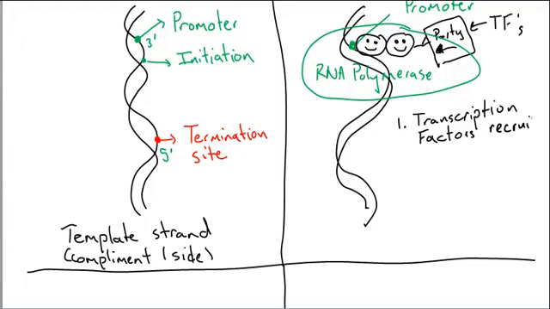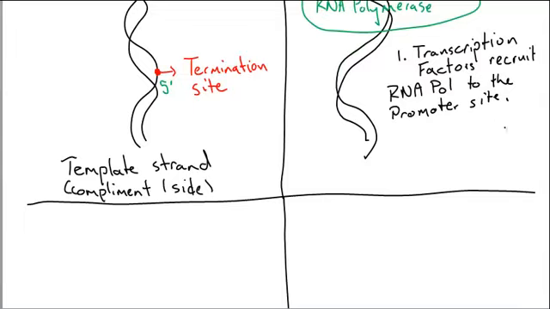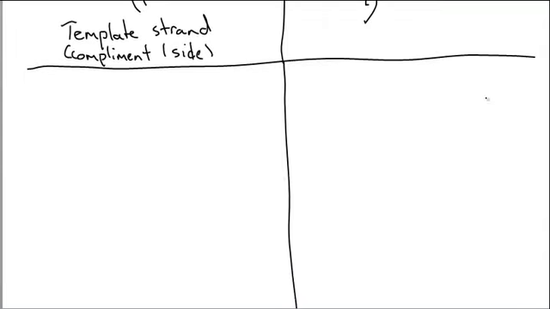So they recruit RNA polymerase, which you've probably noticed I'm shortening as RNA Paul, to the promoter site. Okay. Once RNA polymerase is there, it starts to work.